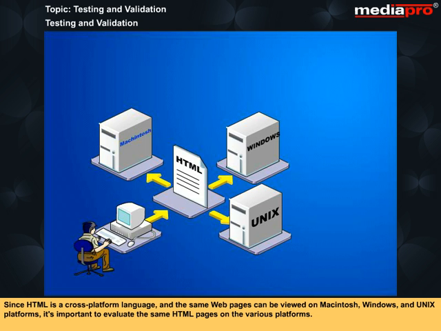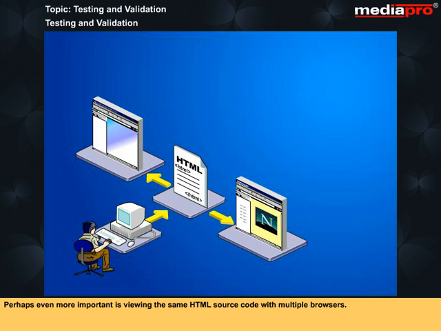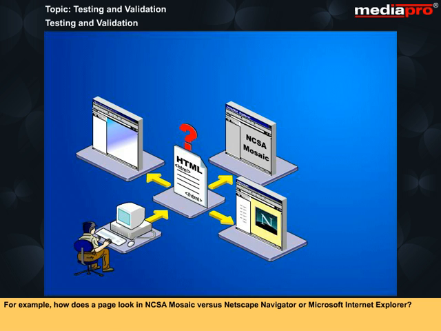Since HTML is a cross-platform language and the same web pages can be viewed on Macintosh, Windows, and Unix platforms, it is important to evaluate the same HTML pages on the various platforms. Perhaps even more important is viewing the same HTML source code with multiple browsers. For example, how does a page look in NCSA Mosaic versus Netscape Navigator or Microsoft Internet Explorer?